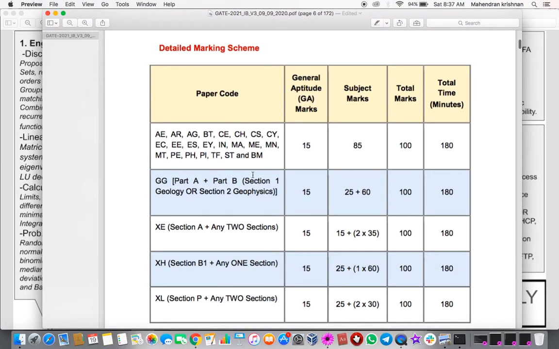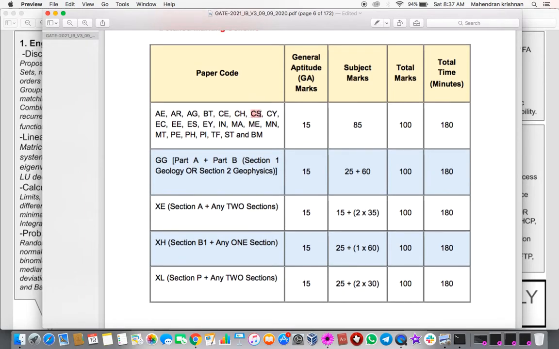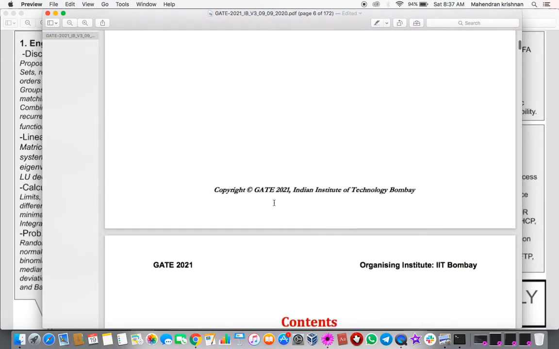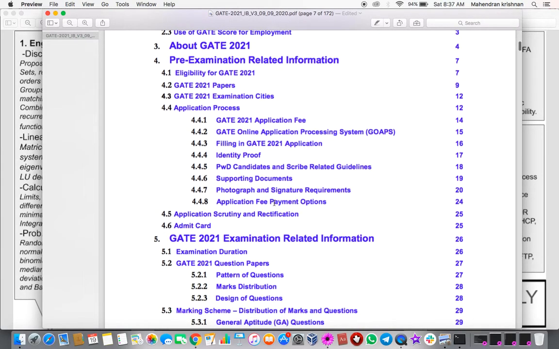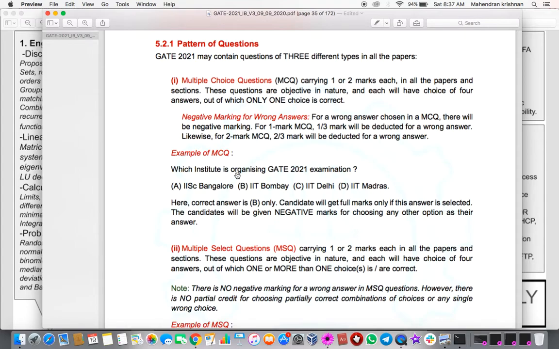Kindly check the detailed marking scheme. This is computer science, so in my case it is 85 marks: 30 plus 25 is 55 questions, so 85 marks, plus 10 questions for 15 marks, that's all. So this is about the marks split up. Next, the pattern of questions, which we will see.